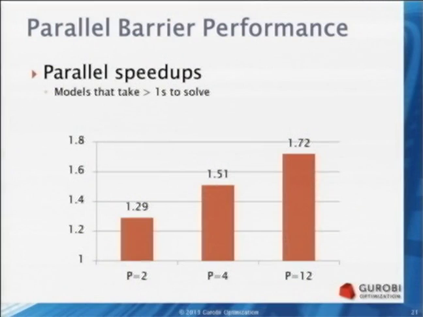Actually, going back to the question of thread-level parallelism, basically core-level parallelism, how much parallel speedup are we getting in the Barrier solver? What you see is maybe a bit surprising. So for 2 cores, on average, we're getting about 1.29x. 4 cores, 1.51x, and 12 cores, only 1.7x. So what's going on here?